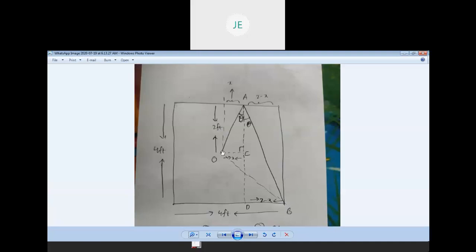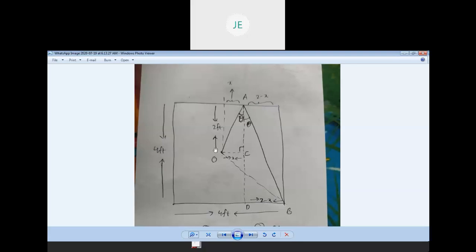So the queen is at the middle, so this distance will be 2 feet, and this distance will also be 2 feet. If we say this is x, then the remaining distance will be 2 minus x. Then if this is x, this will also be x. Sorry, if this is 2 minus x, this will also be 2 minus x.